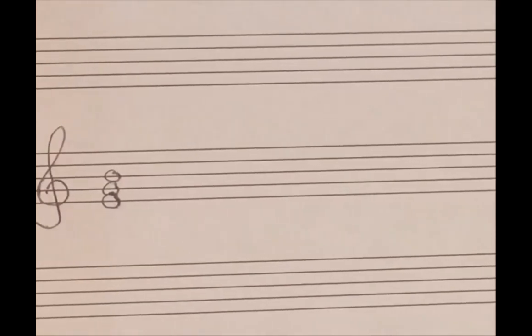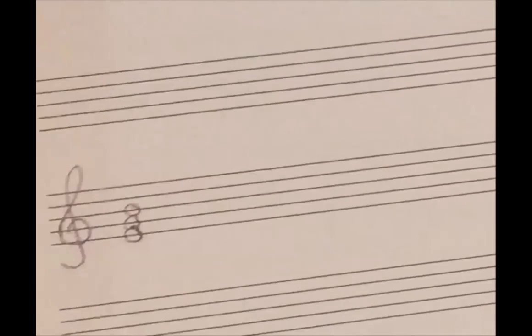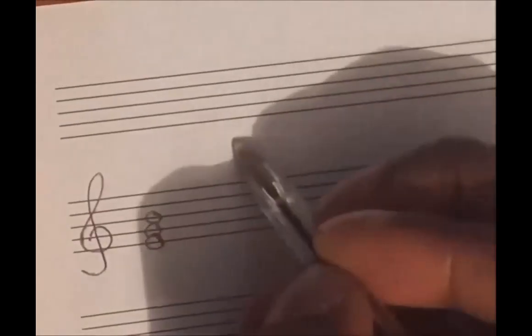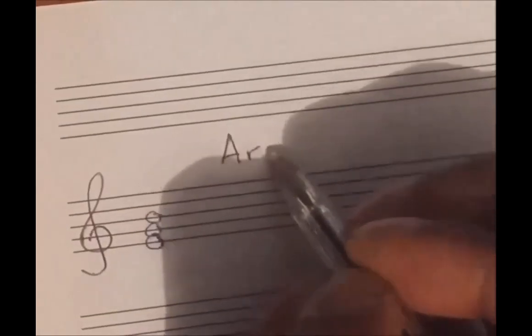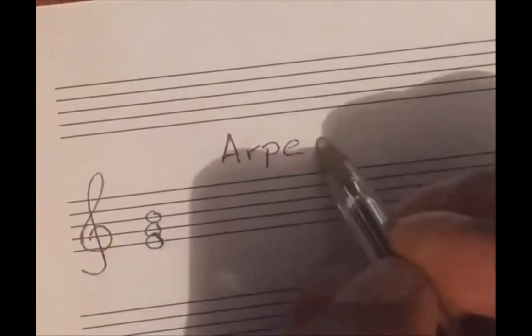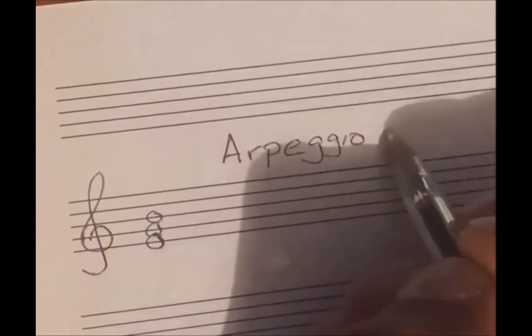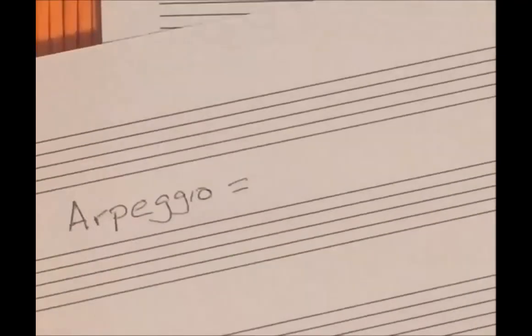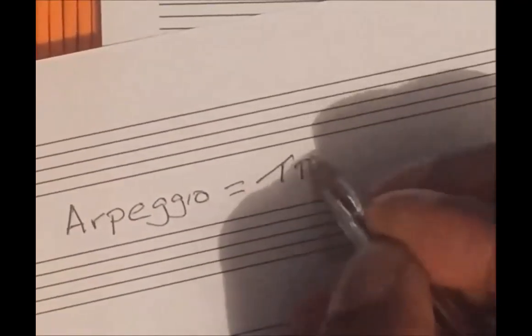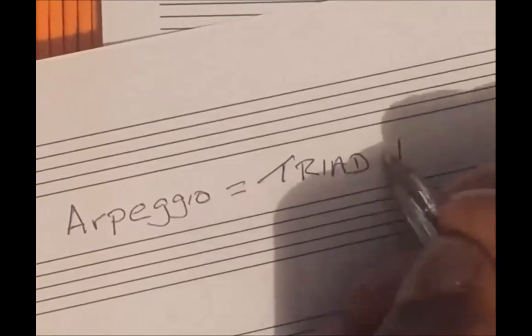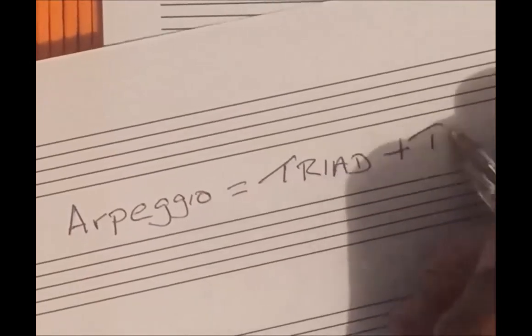Arpeggios are made up of a triad plus the tonic. Remember, the tonic is the first note of a scale, same as Do. So, arpeggio equals triad plus tonic.